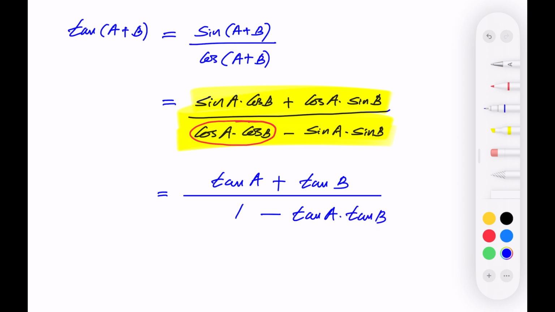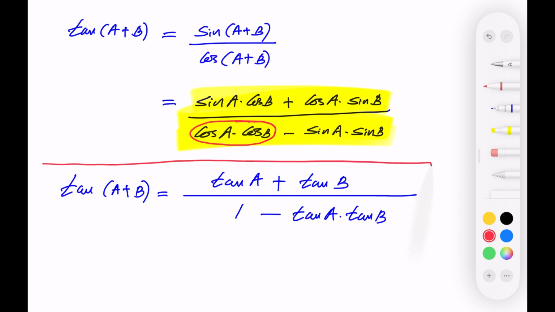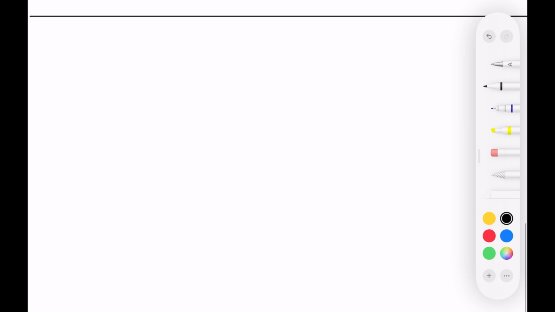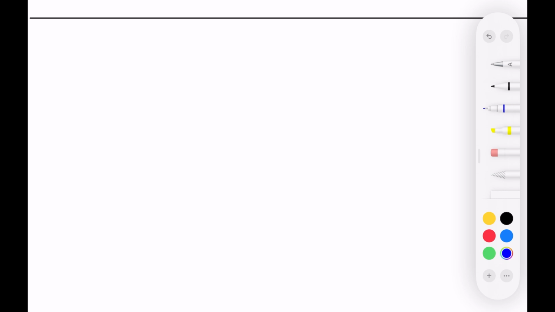This is the trig identity for tangent A plus B. Tangent A plus B is equal to tangent A plus tangent B, all of that divided by 1 minus tangent A tangent B. Now I will also show you a couple of simple examples.